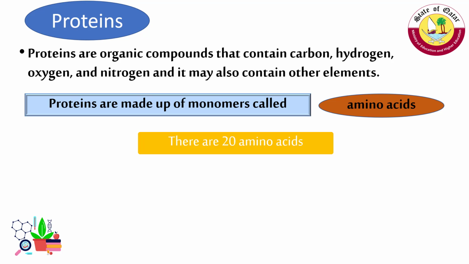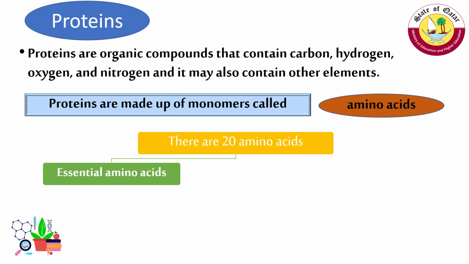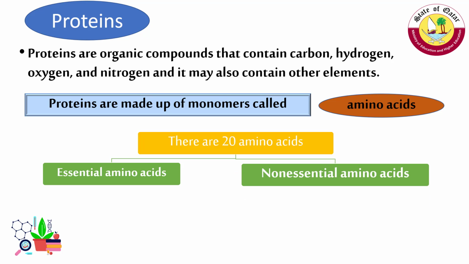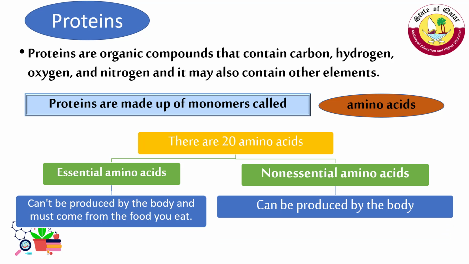There are 20 different amino acids. These amino acids are classified into two groups: the essential amino acids and the non-essential amino acids. The essential amino acids are amino acids that cannot be produced by the body and must come from the food you eat, whereas the non-essential amino acids are amino acids that can be produced by the body.